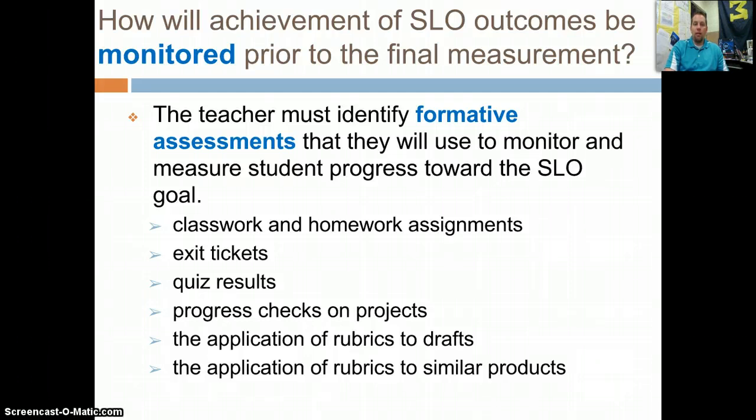So this is the monitoring piece. Quiz results, progress on projects, application of rubrics to drafts, application of rubrics to similar products. So if, for example, you're working on argumentative writing, you have the same rubric. You give them a pre-assessment, they're writing an argument, measure them based on that, and then you're trying to increase their data based on the same exact rubric. It is another way to measure it and keep tally of where they are, so that when you come to your mid evaluation, you have an idea.